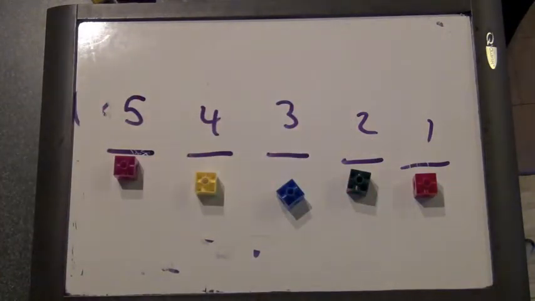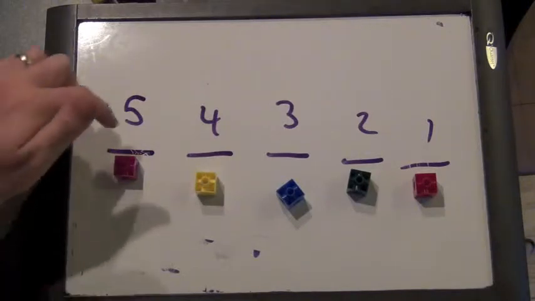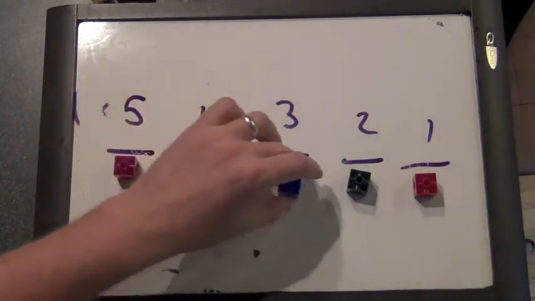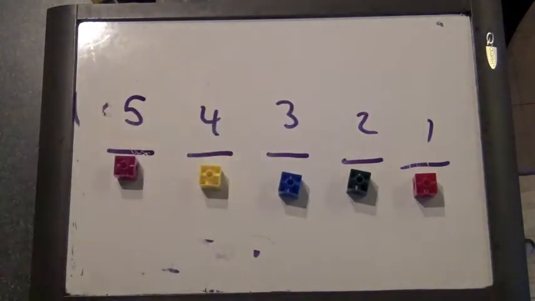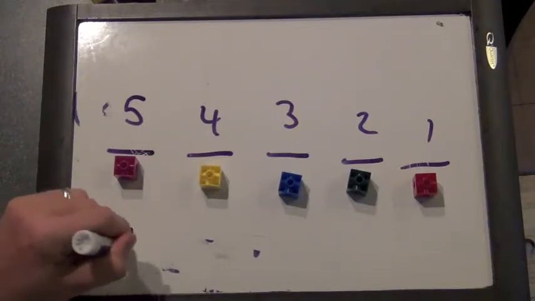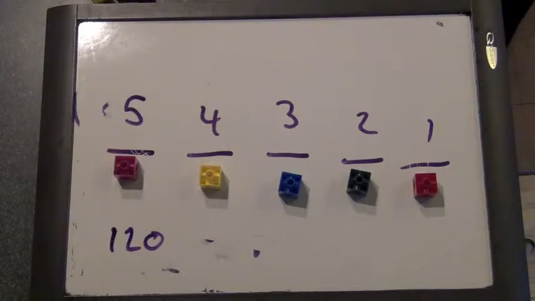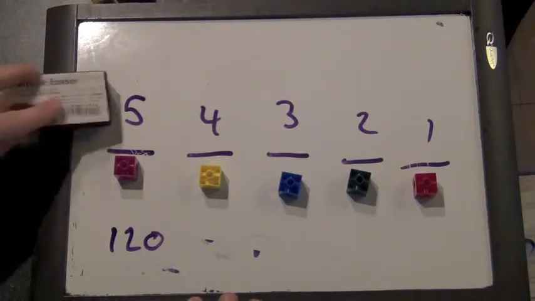And what's interesting about that is because these are independent from each other, we can multiply them together. So we get 5 times 4 times 3 times 2 times 1. And what is that? It's 24 times 5, which is 120. But now I want to show you something interesting.